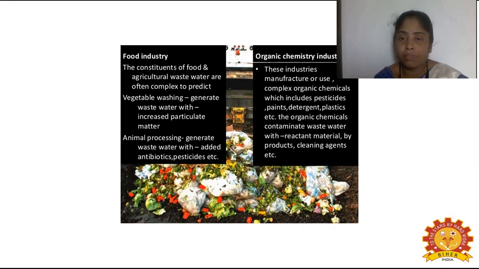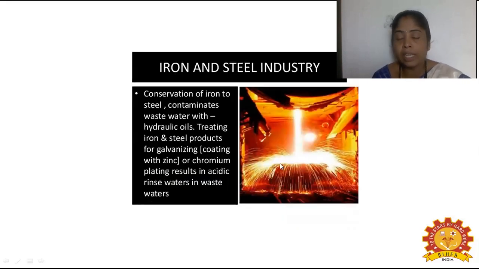The next is the organic chemicals industry. These industries manufacture or use complex organic chemicals, which include pesticides, paints, detergents, and plastics, and they contaminate the wastewater through cleaning agents or byproducts. Then the iron and steel industry: when we convert iron into steel, it contaminates your wastewater by exerting oil as a byproduct, and when that oil is released into the environment, it affects the health of human beings as well as the animals wandering in and around the industry.